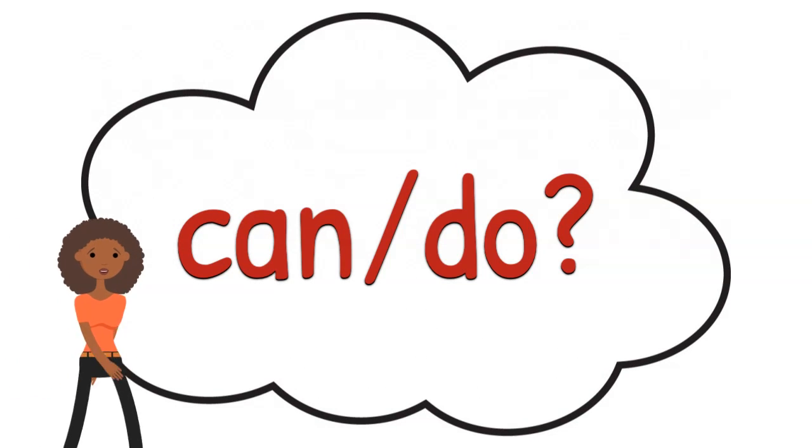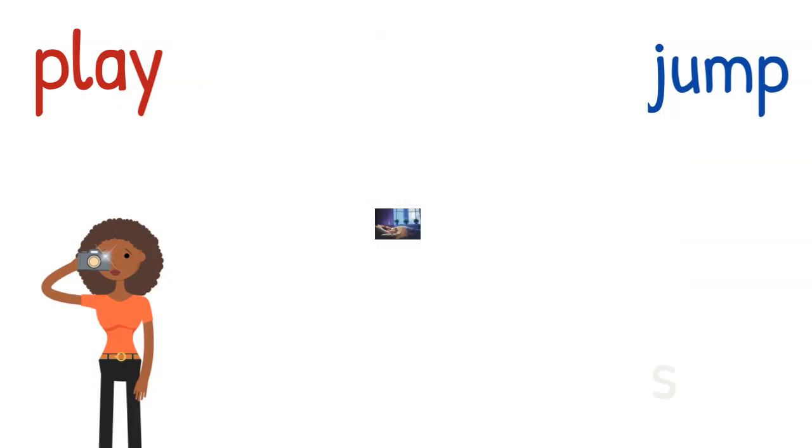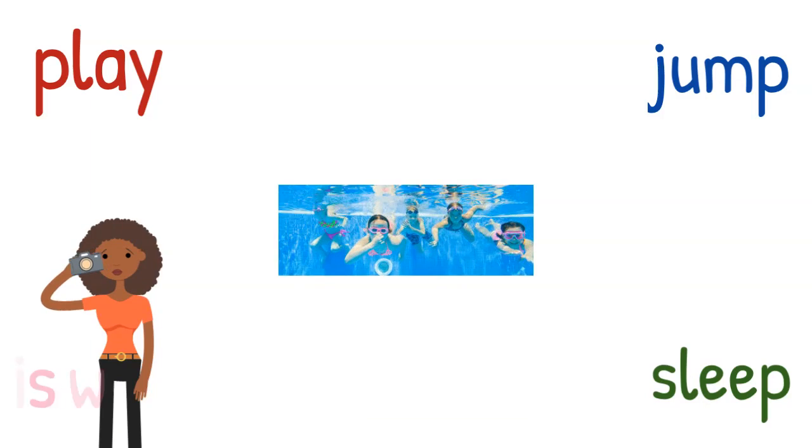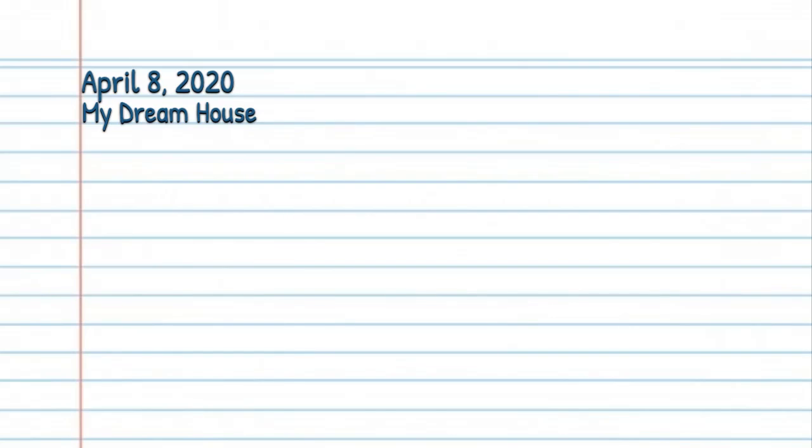Let's think of something you can do in your dream house. Can you play? Can you jump? Can you sleep? Can you go swimming? Be as creative as you want. Now let's put all of our sentences together.